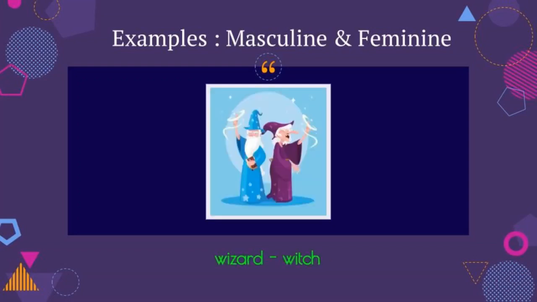And the next example is wizard and witch. Wizard is a male person and he performs magical powers. If a person performs magical powers, especially a man, we can call him a wizard. And witch is a female person who performs magical powers. We can call her a witch. So the opposite gender of wizard is witch.